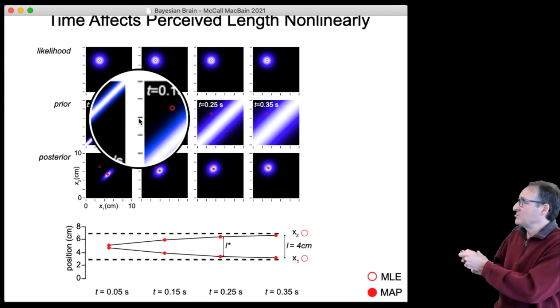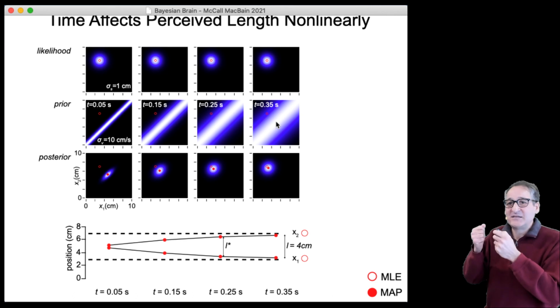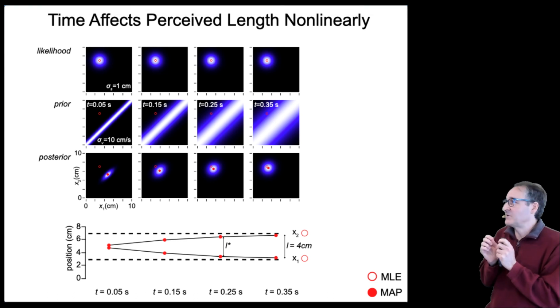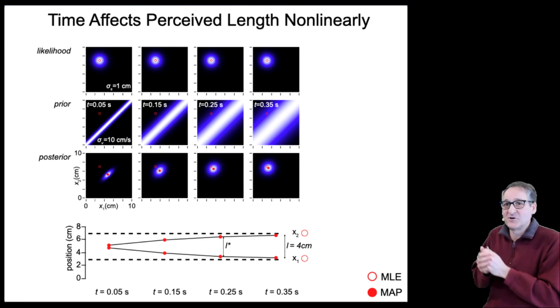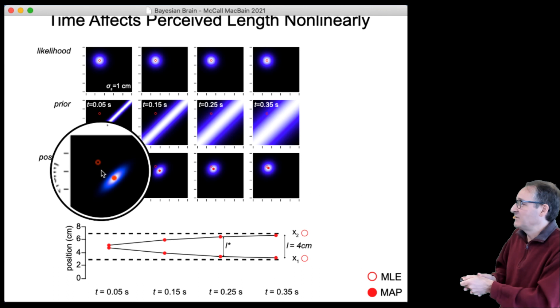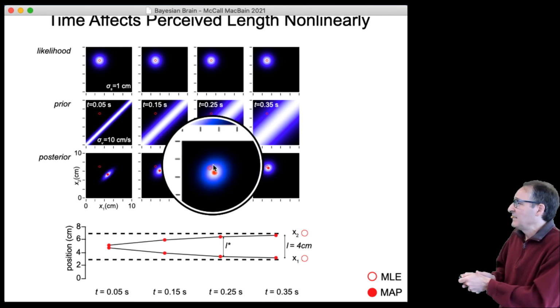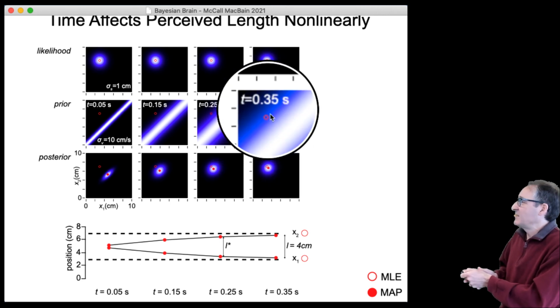As I mentioned before, you can see that the prior here gets broader. It's the same velocity expectation, the same low speed expectation. But when there are longer time elapses, the brain realizes things can move a longer distance. And then what turns out to happen is that the MAP, the filled circle here, ends up approaching the MLE, the open circle, as time is increased.